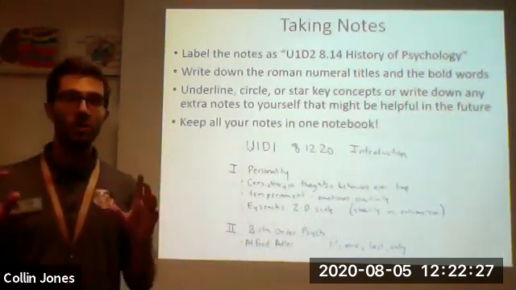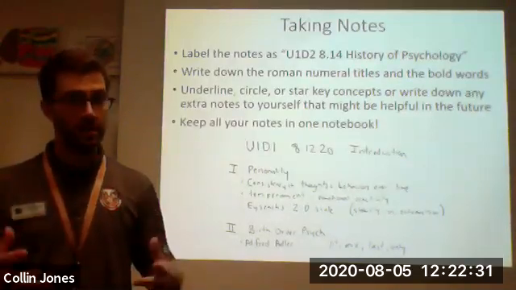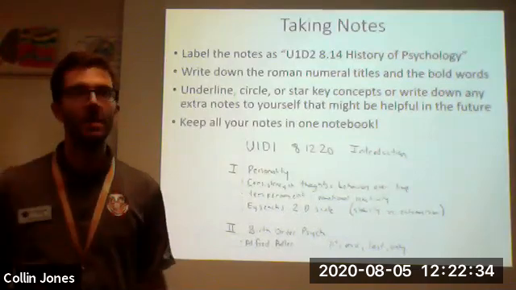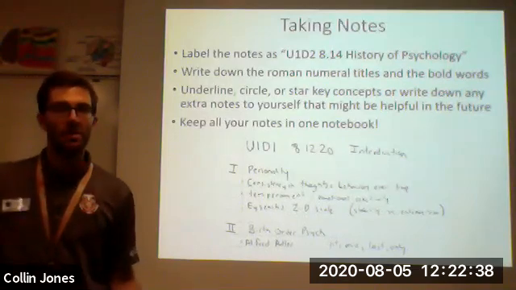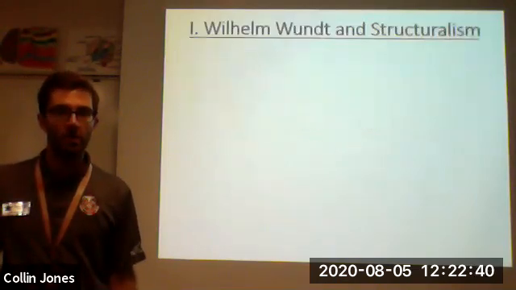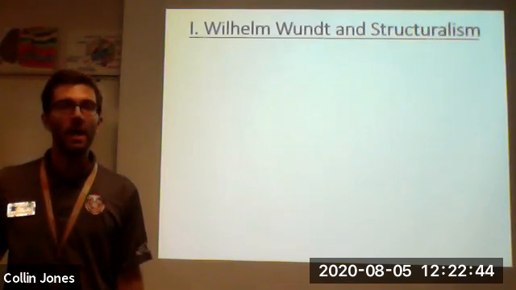I'm going to have certain words bolded and underlined for you. Make sure you write those terms down because that's the kind of stuff that you can be quizzed on Monday or Tuesday over this stuff. Then, of course, you can underline, circle, or star things, and you can write down anything extra that you want to. But this will be an easy way for you to keep track of all the content for the course this year. So starting off, we're going to start at the beginning with a guy named Wilhelm Wundt.